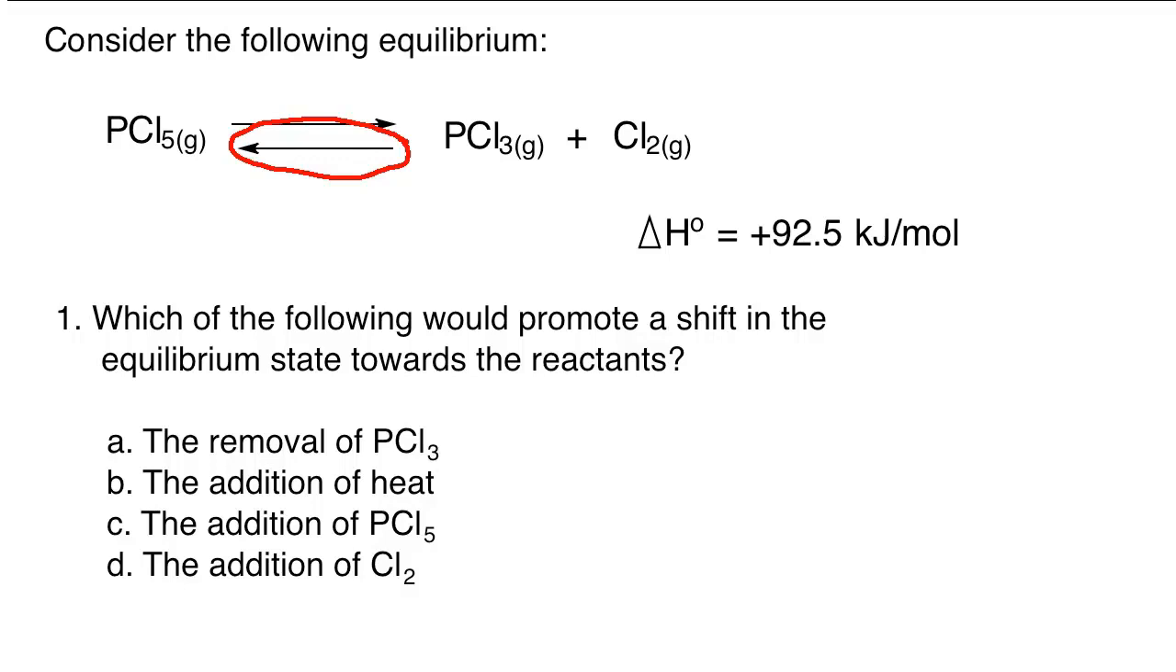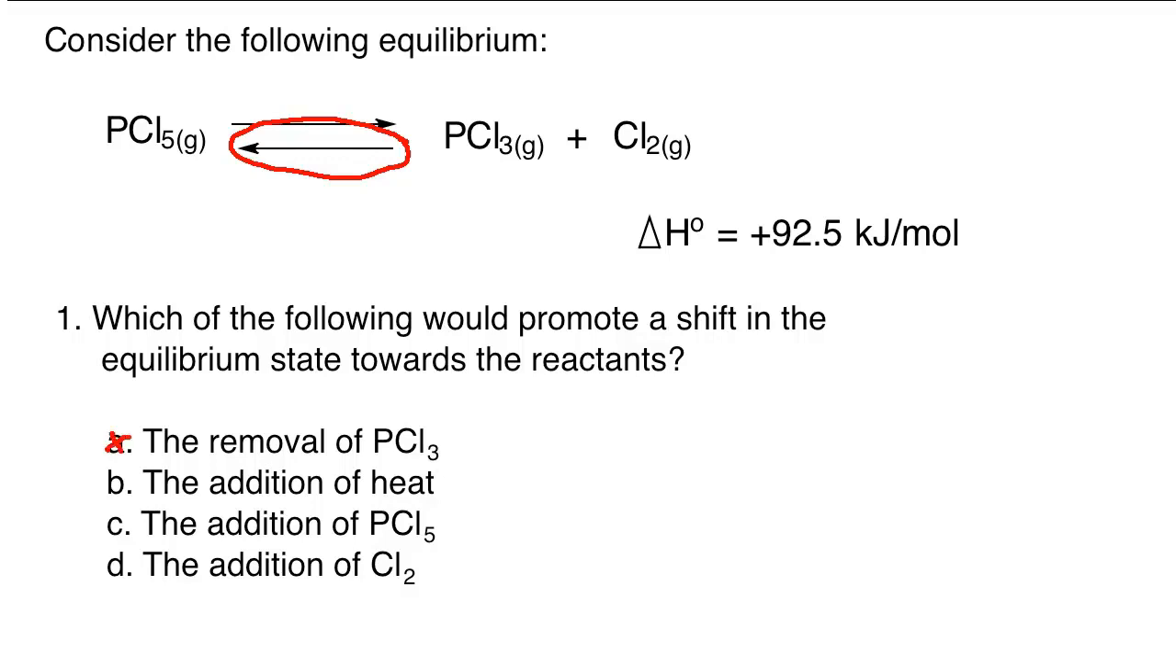The removal of PCl3. Well, PCl3 is one of the products here, so if I remove that, removing the product is going to drive the reaction forward to produce more product. So that is going to be a move towards the product side, not the reactant side. So that one's going to be out.